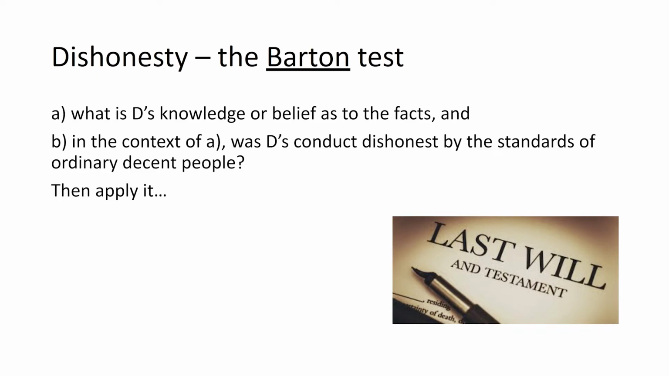So if we take as an example the defendant in Akbar, the teacher who stole the GCSE paper, then the little a would be the defendant's knowledge or belief as to the facts was that you should not reveal the contents of an exam and that it is bad professional practice to do that. And in the context of a, ordinary decent people would think that the defendant's conduct was dishonest, and so the test for dishonesty in Barton would be satisfied.